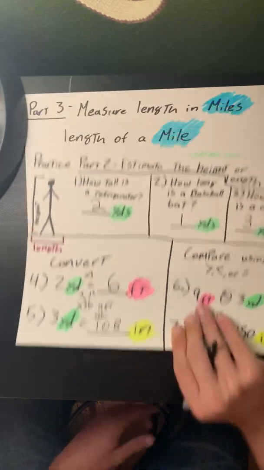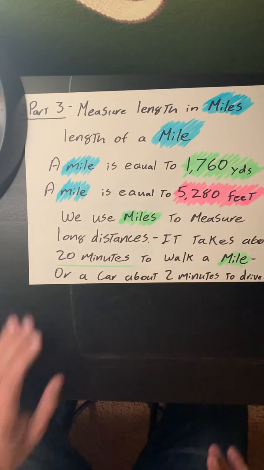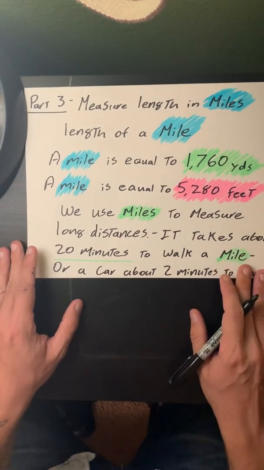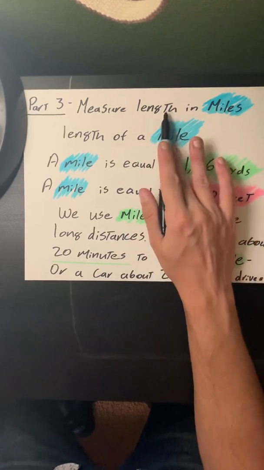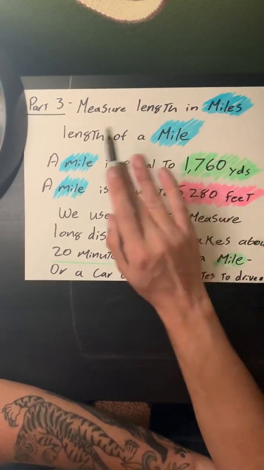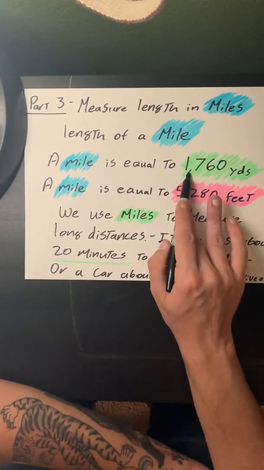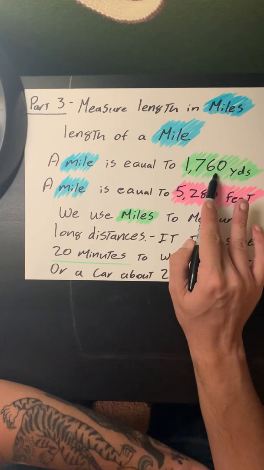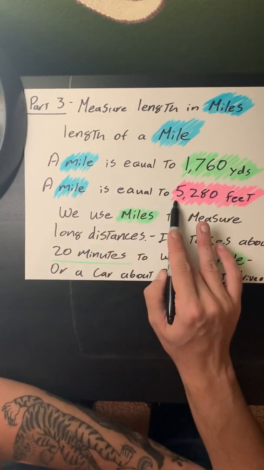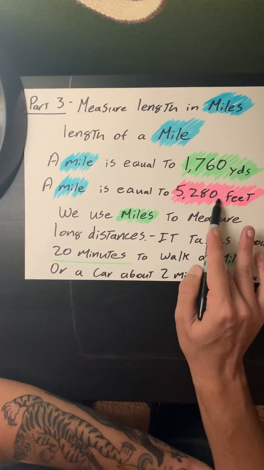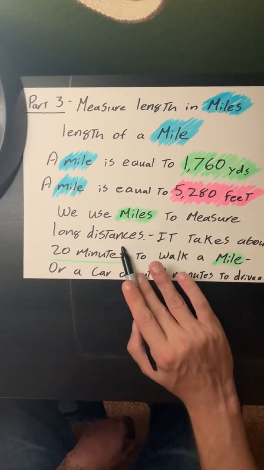Okay, on to our last part, our final unit of measure for this part of our lesson 5.1. We're going to be measuring length in miles. Length of a mile is equal to 1,760 yards, or a mile is equal to 5,280 feet. We use miles to measure long distances.